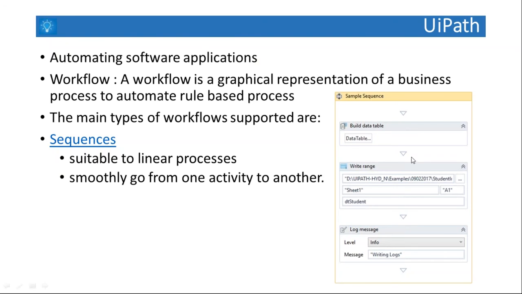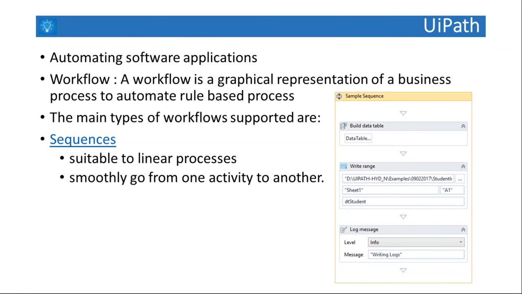So we have Write Range. What is Write Range? It is one of the activities which writes some data into an Excel sheet. Then there is Log Message. If you want to write any log messages in a particular file, yes, I can use the different types of activities. This is very simple. Whatever the rule-based process I have, I'm going to show it in a graphical representation.